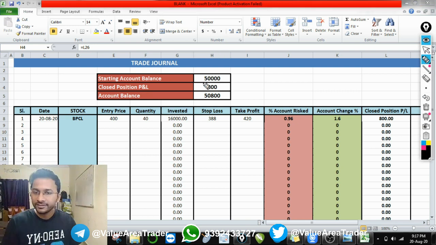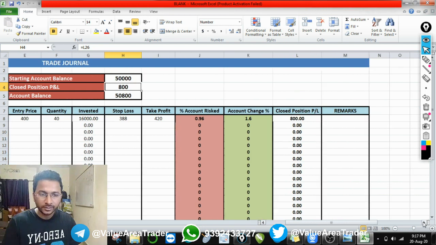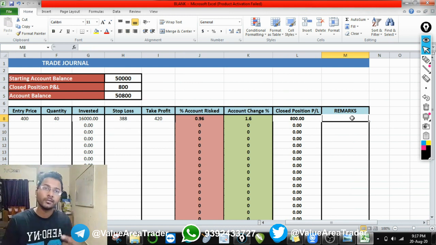Okay, so you can see here 800 is my profit, and my account balance right now is 50,800 rupees. Now one more important part here on the right side is remarks. I generally write remarks wherever I get losses. Whenever I get a loss somewhere, I put a remark so that I can remember it in the future, like news based movement.